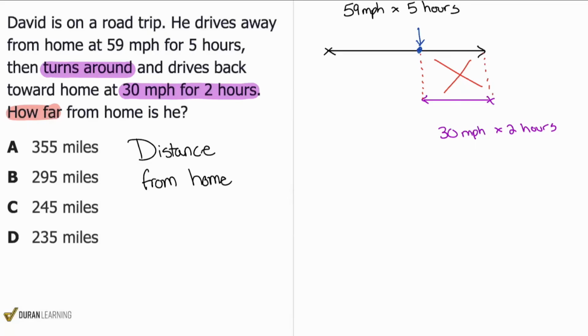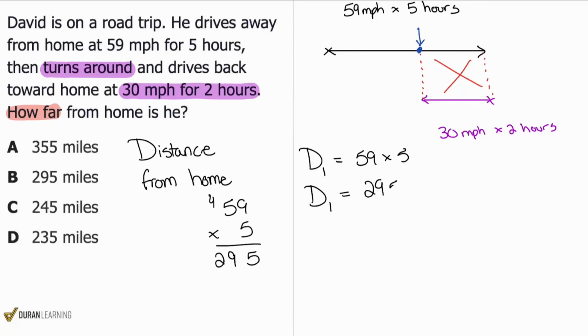So here we go. Let's get to work here. The first distance is 59 times 5. Everybody, 59 times 5. We can do that here on the side. 9 times 5 is 45. 5 times 5 is 25. Carry the 4 is 29. So we have ourselves over here 295 miles.